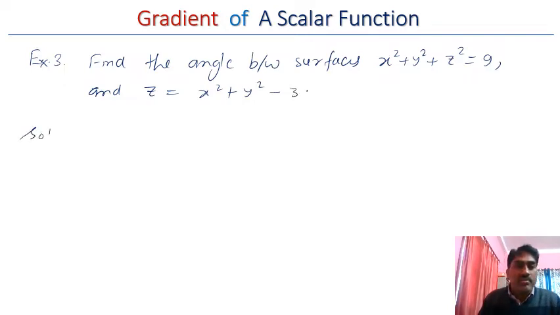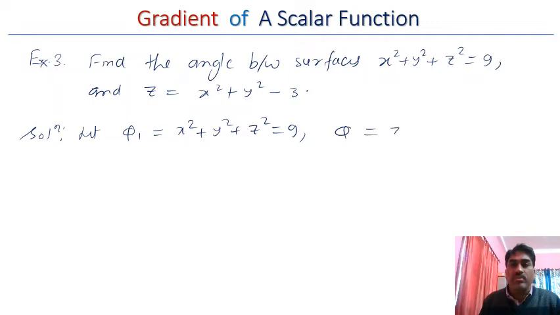So first we should take these functions as phi1 and phi2. Let phi1 = x² + y² + z² = 9, and phi2 = z − x² − y² = −3. In order to find the angle between these surfaces at a point (x, y, z), we must find the angle between the tangents at that point, or between the normals at that point. The angle between the surfaces will be the same as the angle between their tangents and between their normals.